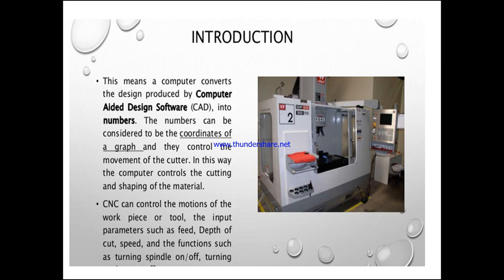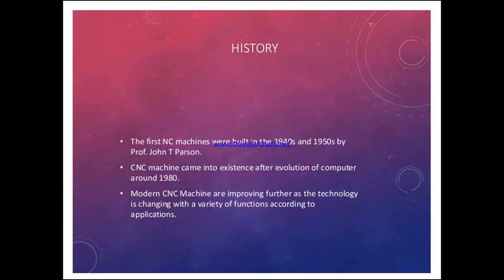So a CNC converts the design produced by computer aided design software, CAD, into numbers. The numbers can be considered the coordinates of a graph, and they control the movement of the cutters. In this way the computer controls the cutting and shaping of the material. CNC can control the motion of the workpiece or tool. Input parameters such as feed, depth of cut, speed, and functions such as spindle on and off, everything is controlled by using the computers.